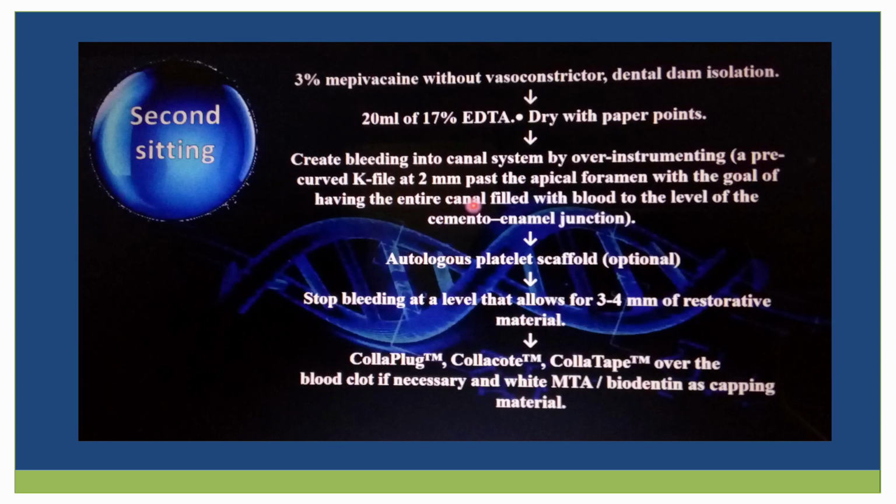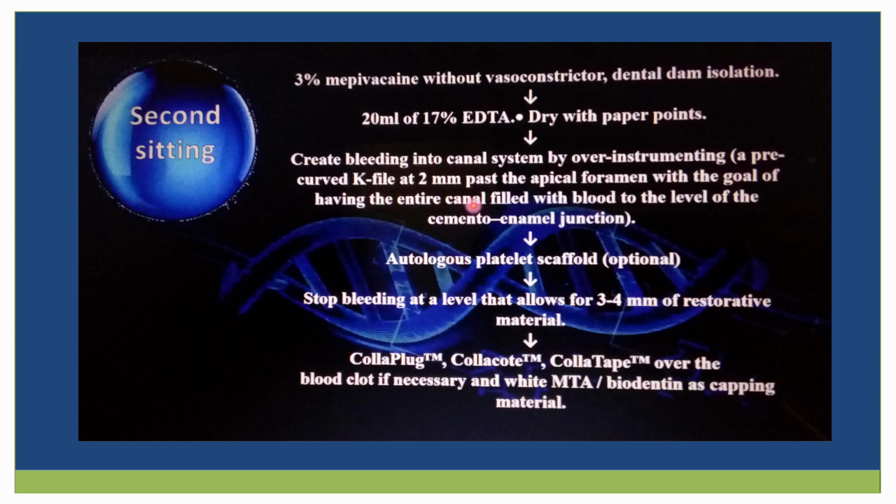Next, coming to the second sitting. The patient reports to you for the second sitting. In the second sitting, you will go ahead with 3% mepivacaine without vasoconstrictor and then place rubber dam isolation. After this, you will irrigate the canal with 20 ml of 17% EDTA and dry with paper points. You will create bleeding in the canal by over-instrumentation or by pre-curving a K file 2 mm past the apical foramen, with the goal of filling the entire canal with blood up to the level of the CEJ.